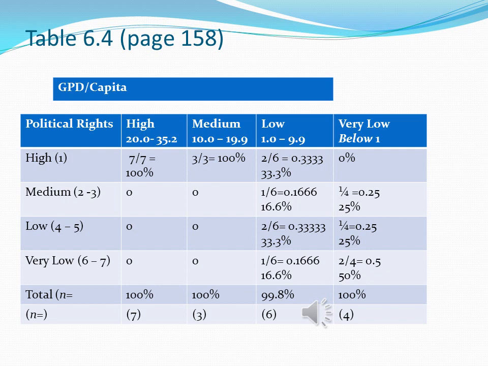For low political rights, 4 to 5, very low, below 1, the frequency is 1. 1 divided by 4 equals 0.25. 0.25 times 100 equals 25%. For political rights, very low, 6 to 7, notice the frequency is 2. So what you do is 2 divided by the column total, which is 4, equals 0.5. 0.5 times 100 equals 50%.